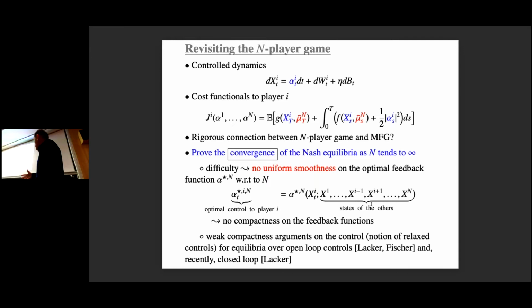The very big difficulty is that you have functions on wider and wider spaces. And if you want to think of any compactness arguments on those functions, this is difficult. Because usually when you want to do compactness arguments, you need a bit of regularity on the functions. But since the dimension is going to increase again and again, it's in fact very challenging to get some a priori estimates on the regularity of those feedback functions. And this is the reason why compactness arguments are quite difficult.